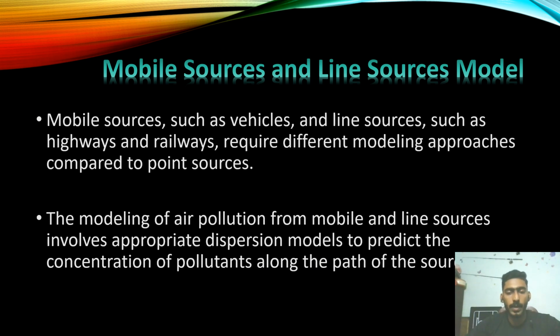Mobile sources such as vehicles and line sources such as highways and railways require different modeling approaches compared to point sources. The modeling of air pollution from mobile and line sources involves appropriate dispersion models to predict the concentration of pollutants along the path of the sources.